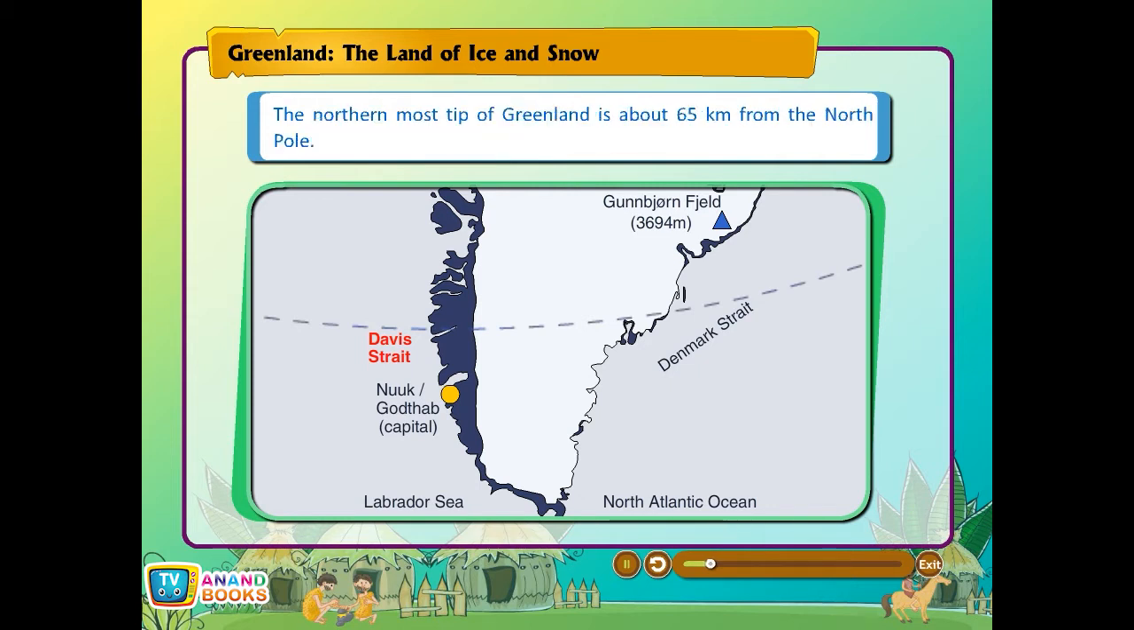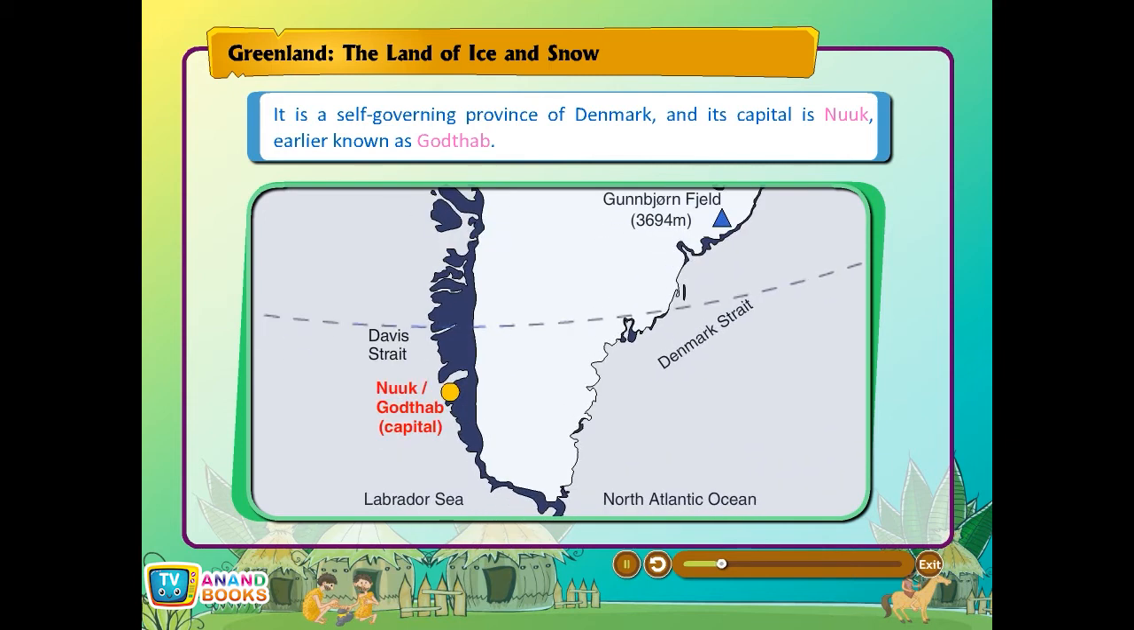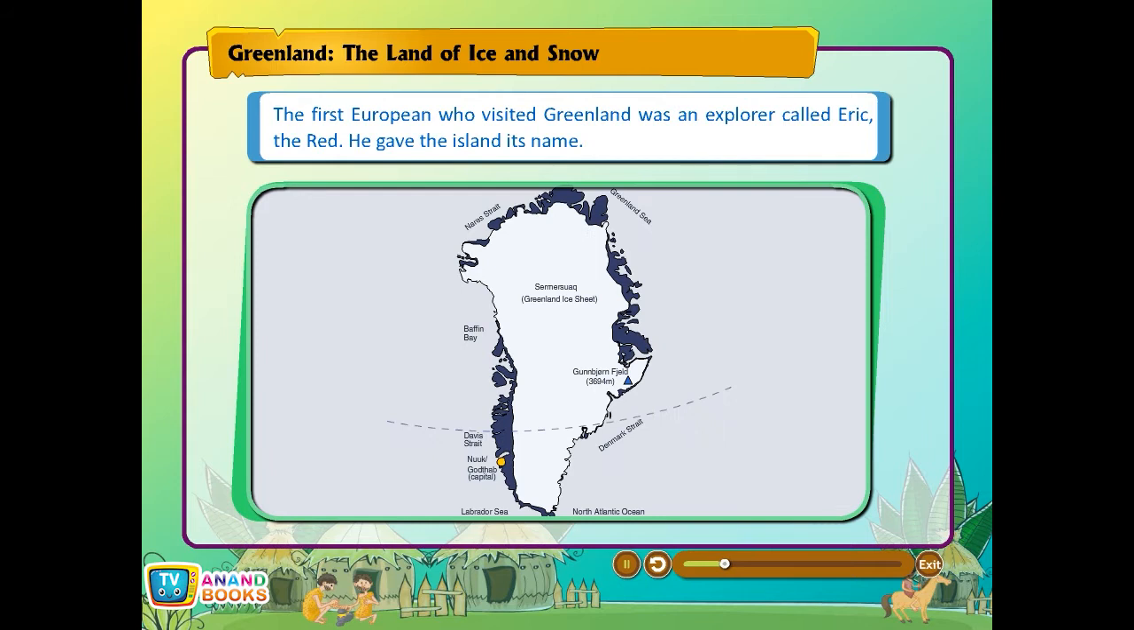The northernmost tip of Greenland is about 65 kilometers from the North Pole. More than two-thirds of Greenland is located to the north of the Arctic Circle. It is a self-governing province of Denmark and its capital is Nuuk, earlier known as Godthab. The first European who visited Greenland was an explorer called Erik the Red. He gave the island its name.